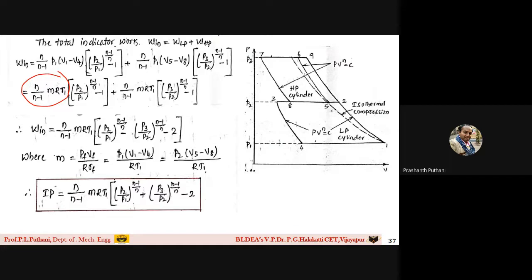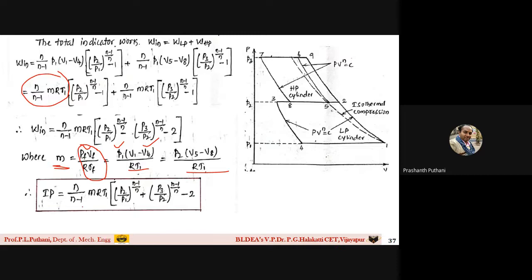We know what mass m is. It is nothing but PfVf divided by RTf. We discussed this yesterday with respect to the free air delivered conditions. The same things we are discussing here again. So with respect to Pf we have P1, with respect to Vf we have V1 minus V4 whole divided by RT1. So this you can equate with the second, high pressure cylinder as P2 into V5 minus V8 divided by RT1. So finally, how can I write the equation? On simplification, it becomes in this form.